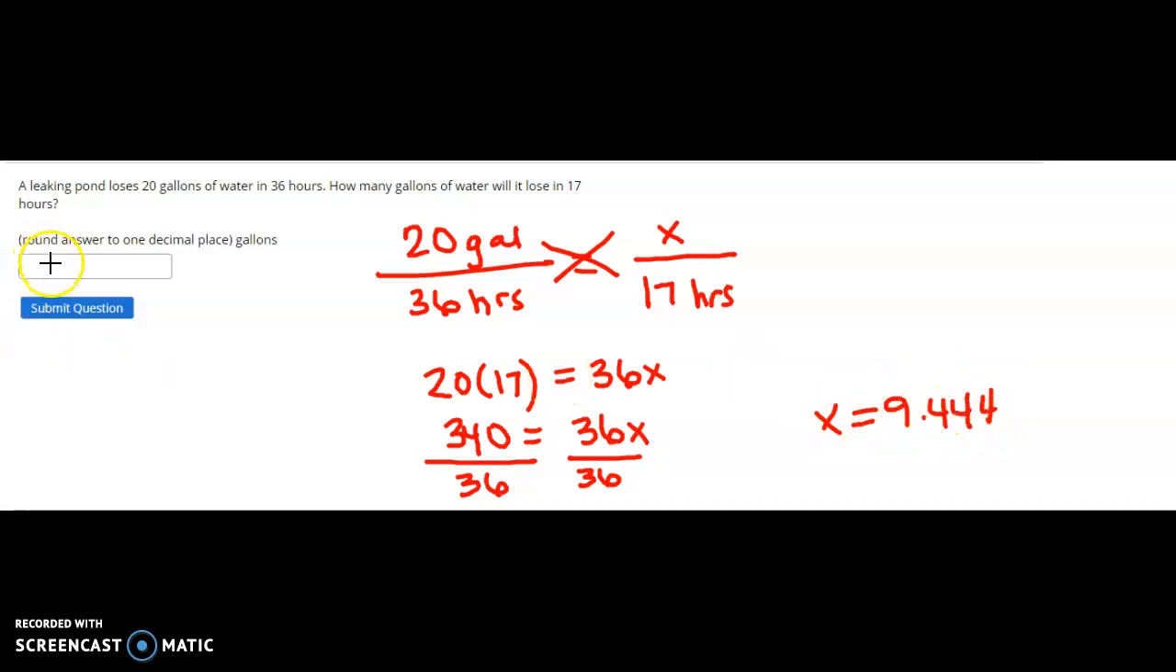repeating. Okay, we need to round the answer to 1 decimal place, so it's going to cut off here. I can see that the 4 isn't big enough to make this 4 go up. So my final answer will just be 9.4. Okay, good luck.